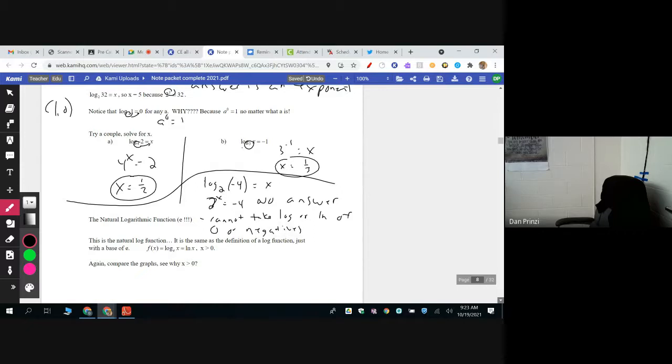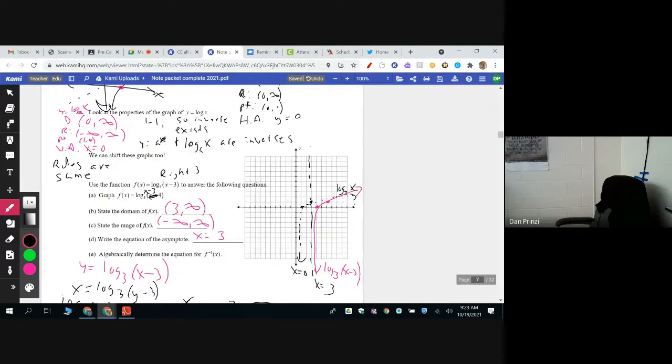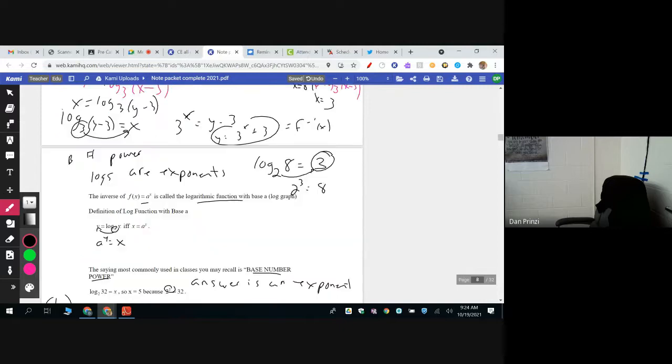Okay, you cannot take the log or natural log of 0 or negatives, which goes right back to what we said earlier. I love it when things tie together. Back here, you told me the domain, not for the shifted one, but for the regular one, was 0 to infinity, right? So your number has to be above 0 with a parenthesis. If you try to do log of 0, it won't do it.